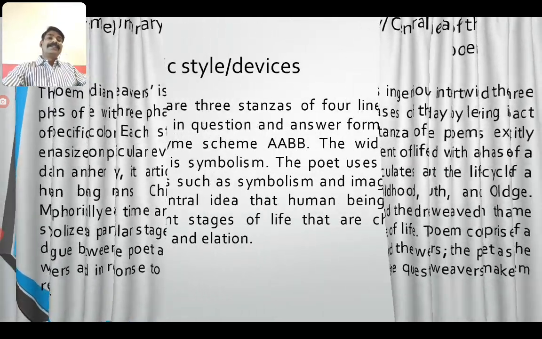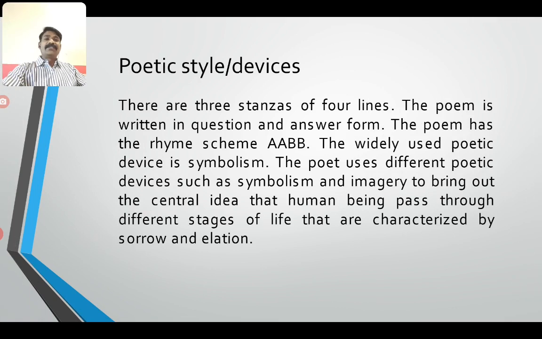Now, poetic style or devices. These are the technical terms of the poem. There are three stanzas of four lines. The poem is written in question and answer form. We saw the first two lines of the poem are in question form, and next to that they were in answer form. So the poem is written in question and answer form. The poet uses the rhyme scheme AABB.